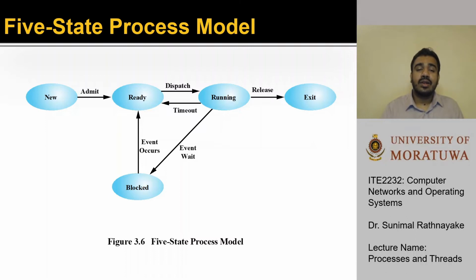But in the case of a blocking event, for example, if the process is waiting for some input from the user, if the input is not there, then although it is at the ready state, you cannot run. So it actually has to go to the block state when there's a waiting event. And when the event occurs, it goes back to the ready state, and the dispatcher can put it into the running state. Once everything is completed, the process is released from the processor, so it goes to the exit state. So this is how the 5-state process model works. This is a more comprehensive explanation of the process life cycle than the 2-state model.